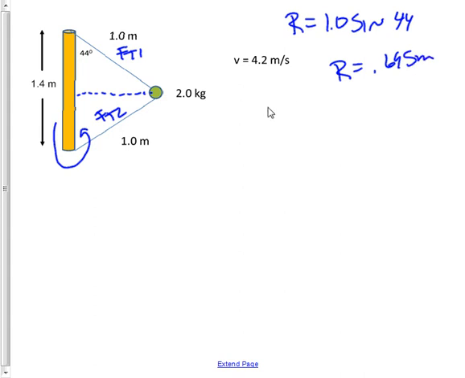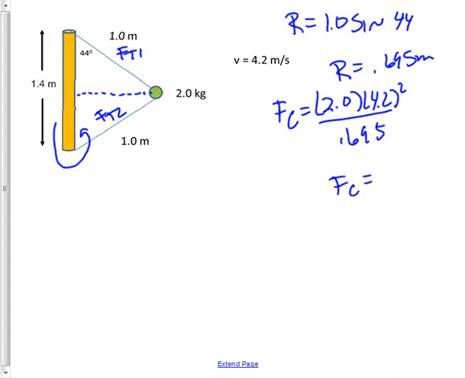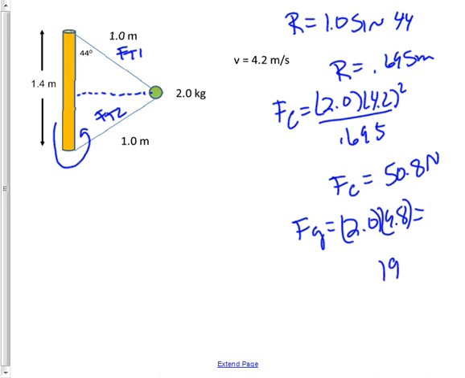Okay, now we can find the value of the centripetal force acting on this. So force centripetal would equal 2.0 multiplied by the velocity, 4.2 squared, divided by the radius of 0.695. Force centripetal then has a value of 50.8 newtons. And we also know that the gravity force on this 2 kilogram ball will come into play, so we're going to find the force of gravity. So the force of gravity is equal to 2.0 times 9.8, which equals 19.6 newtons.